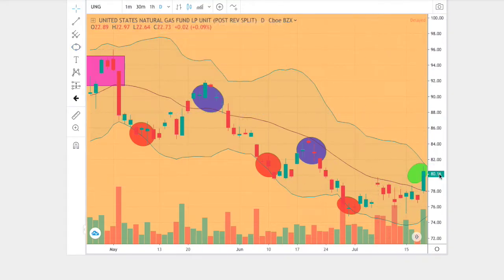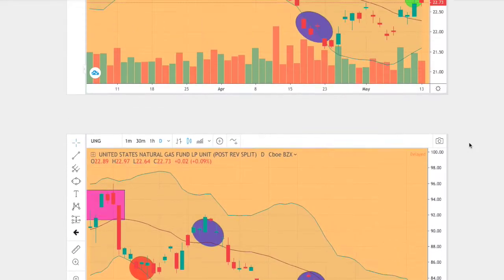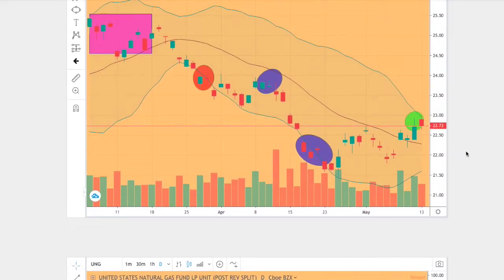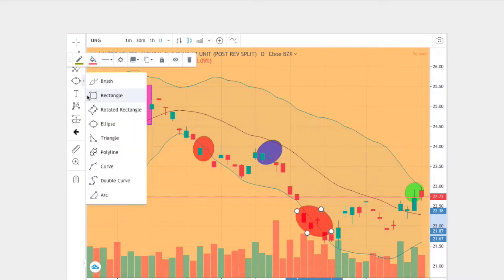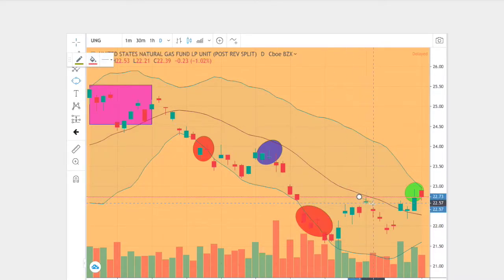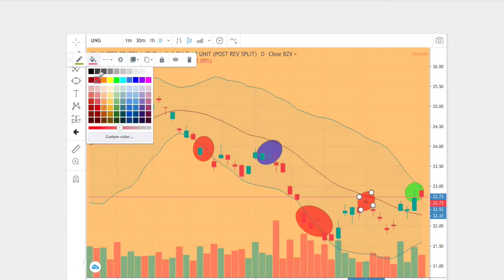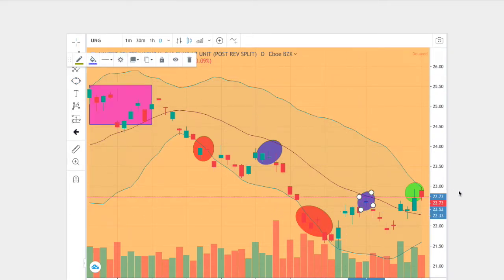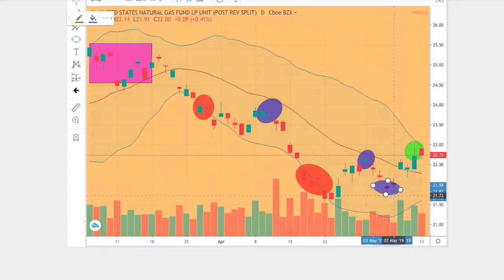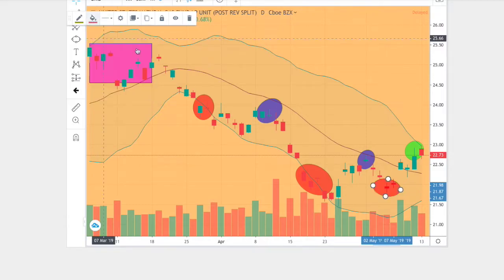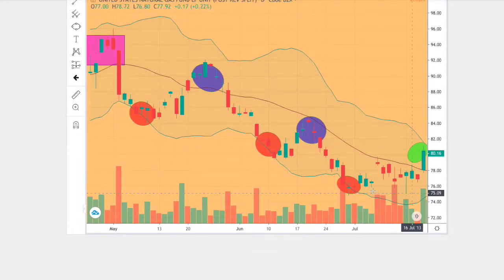I may have missed one point, so let me go through. This is supposed to be red, and there is an instance where we touch right here, the middle Bollinger Band, retreated, and we'll make this red. So only on the last part, where it didn't touch the bottom Bollinger Band, is the difference.